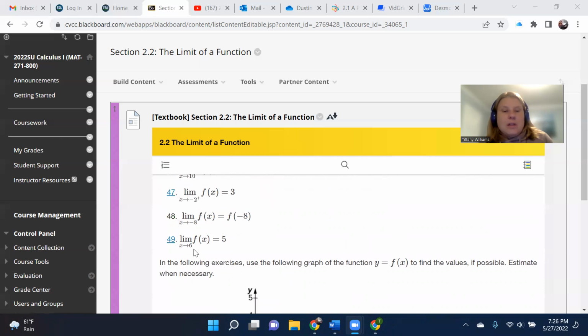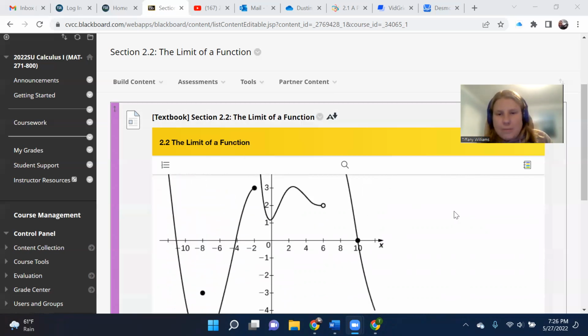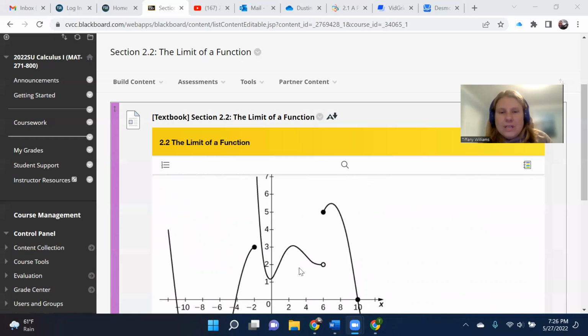Okay, number 49, the limit as x approaches 6 of f of x equals 5. Now notice there's no plus or minus behind the 6, so we're coming from both sides. We're saying that as we approach 6 from both sides, we're going to be 5. Let's see what happens here. So as I approach 6 from the left, I'm getting 2, right? I'm getting that y value of 2. But as I approach 6 from the right, I'm getting 5. So that is false. This limit does not exist because we're approaching two different things. Cool.